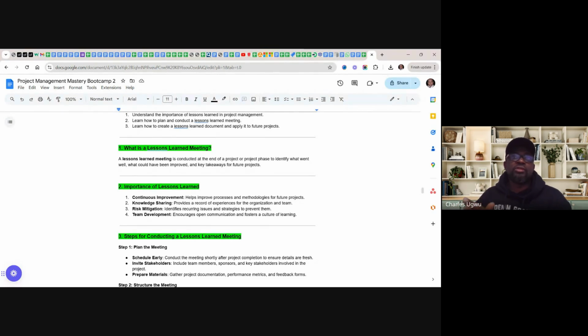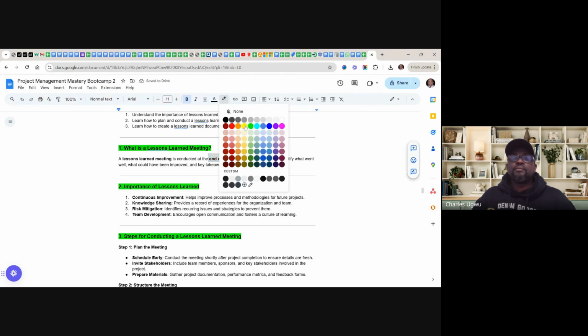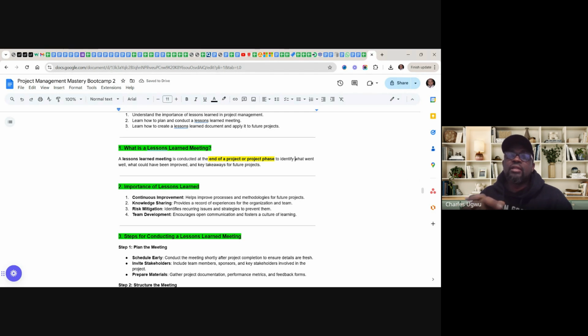So in order to capture lessons, because at the end of the project you need to present all the lessons learned within every phase of the project, you need to do it at the end of the project or project phases. Whichever way, I prefer phases, and at the end of the project, we combine everything we captured within the project phases, to identify what went well, what could have been improved, and key takeaways for future projects. So we're just packaging this so that people can learn.